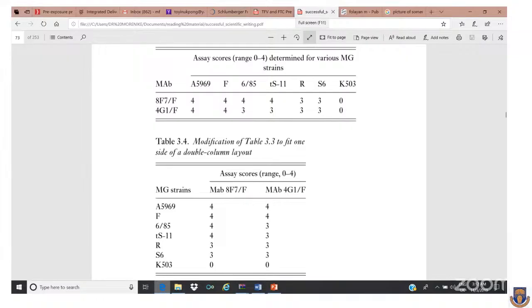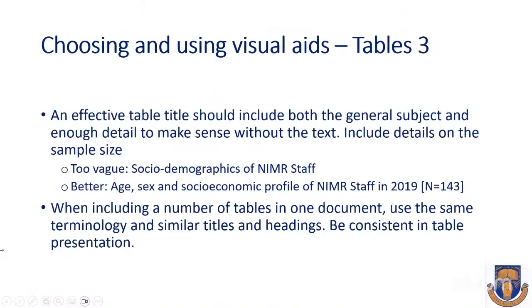So that's what tables are like. So let's still talk a little bit more on what we expect. An effective table title should include both the general subject and enough detail to make sense without the text.